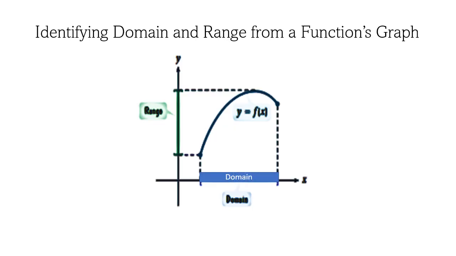Now the domain is the set of x values where my function is defined, and the range is the set of y values where my function is defined. So the domain is the interval of x values where my function is defined, and the range is the interval of the y values where my function is defined.